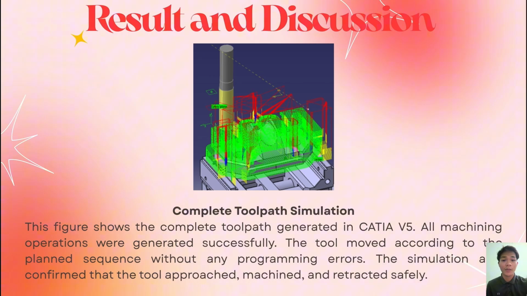For the part result and discussion, we already did the final simulated workpiece. After completing all machining operations, the final simulated workpiece was produced successfully. All required features such as the curved surface, pocket, inclined walls and hole were machined correctly. The smooth surface finish also showed that the machining parameters were selected properly. So that's all for me.